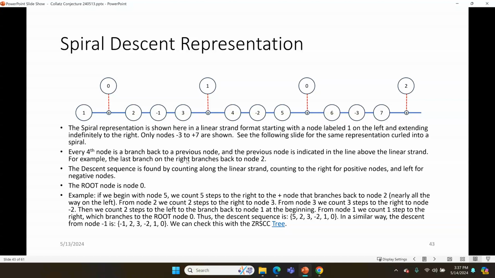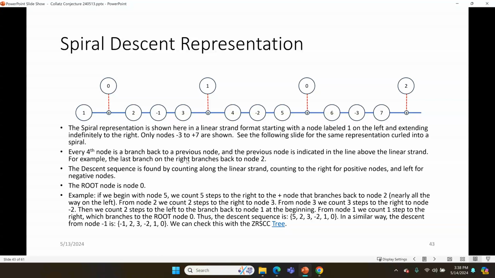The root node is 0. The way the descent is calculated here is by counting along the blue line. So, for example, if we start with node 5, which is there in the middle, it's a positive number, so we count 5 nodes to the right. That would land us on the branch back to 2 on the far right. So we would go back to 2 on the line, and that's a positive 2, so we would count 2 nodes to the right. That would land us on node 3.